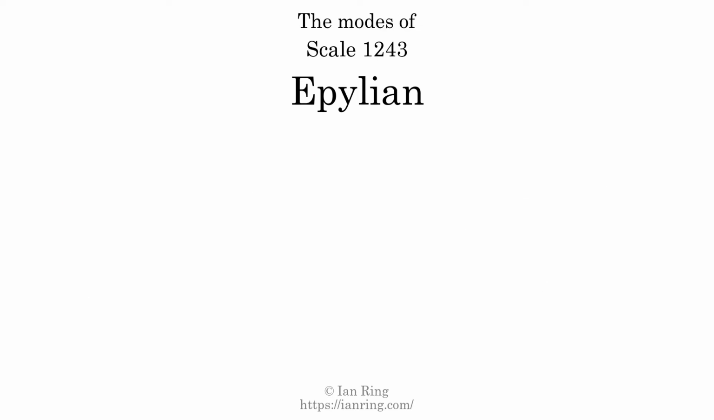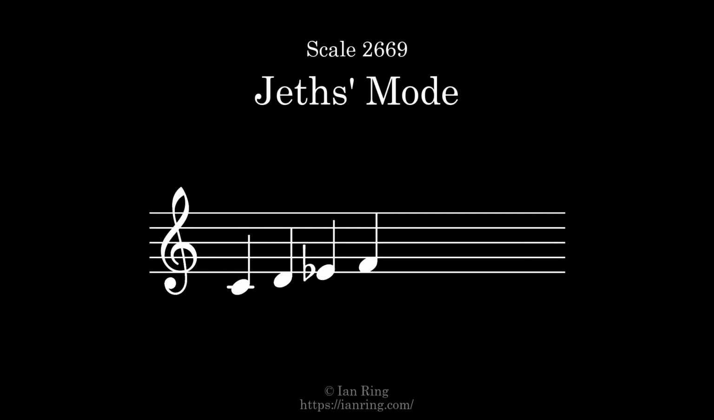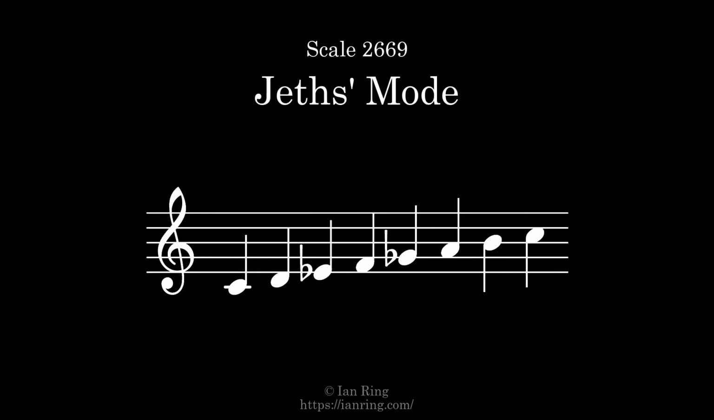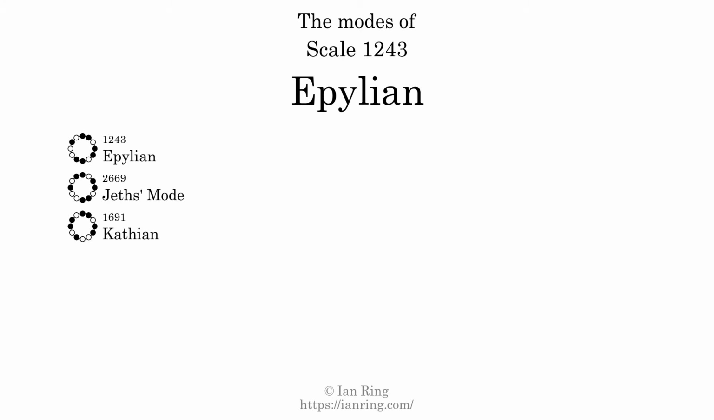This scale has 7 modes. The first mode is itself. The second mode is scale 2669, also known as Jeth's mode. It sounds like this. The third mode is scale 1691, also known as Cathian. It sounds like this.